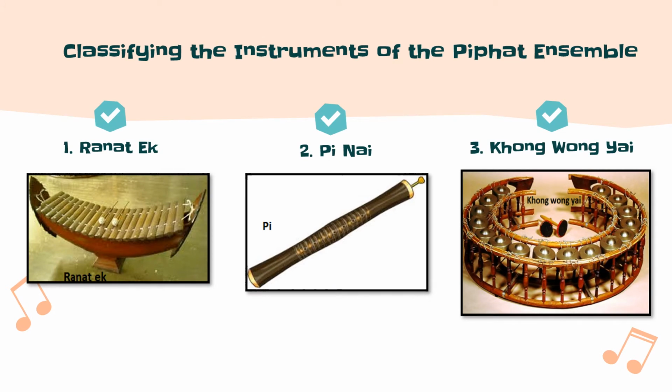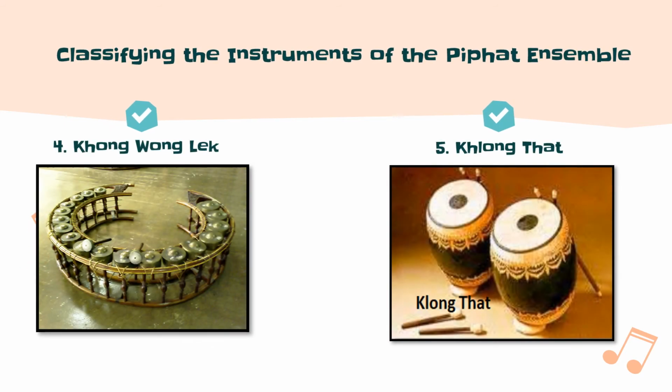So for task number 1, you're going to classify the instruments of the Pipat and Sam. Write your answers in your notebook. Number 1, Ranat Ek. Number 2, Pinay. Number 3, Kong Wong Yai. Number 4, Kong Wong Lek. And number 5, Klong That. Remember to write the answers in your notebook. Identify it for Lesson 3, task number 1.